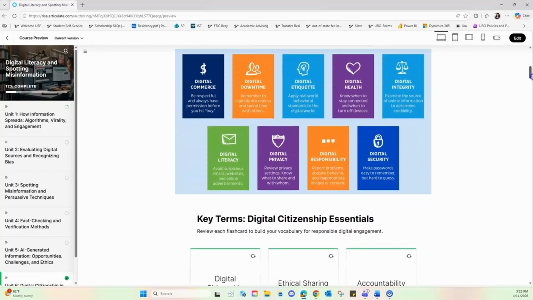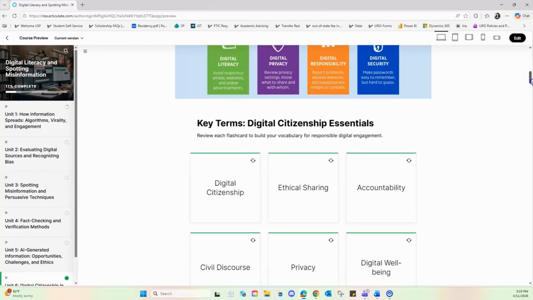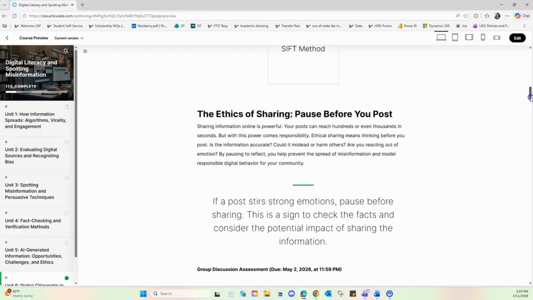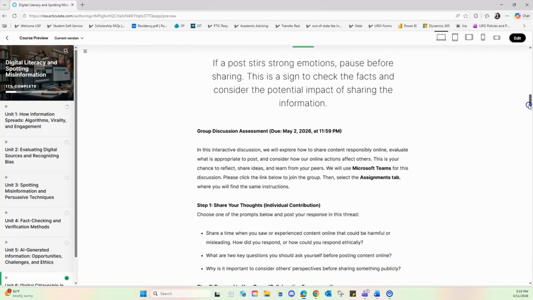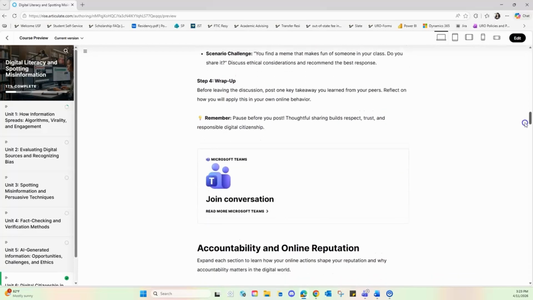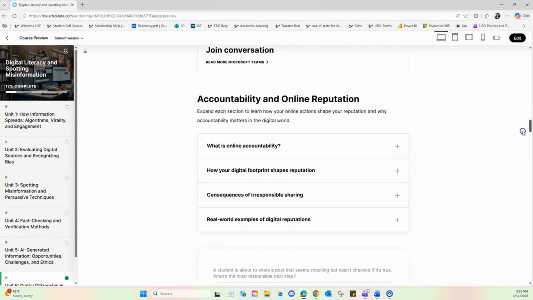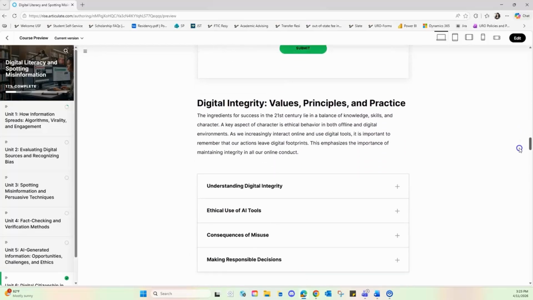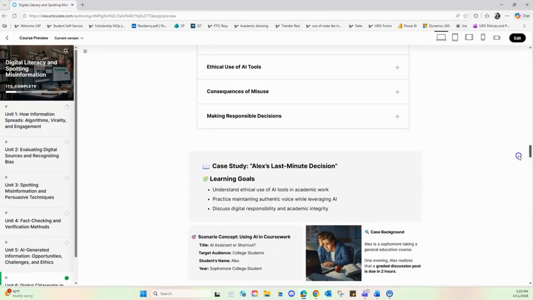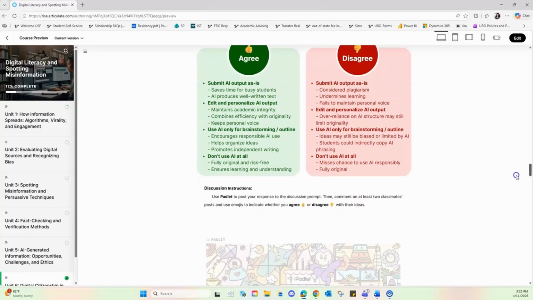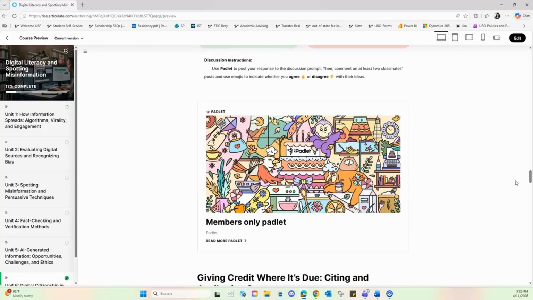To support that, we're building several learner-to-learner activities such as facilitating group discussions in Microsoft Teams, having students work through scenario-based questions, vote on different perspectives, share helpful resources, and complete reflection activities using tools like Padlet. Let's take a look at the details.